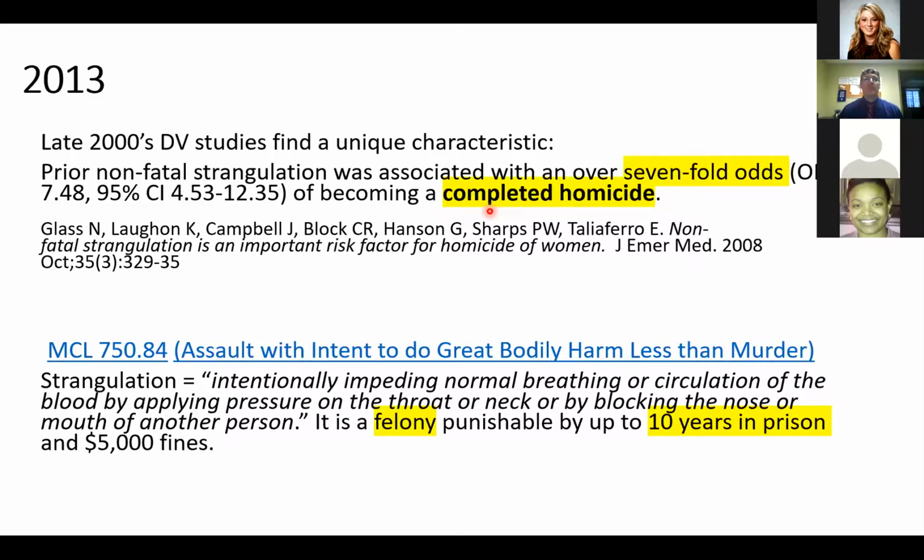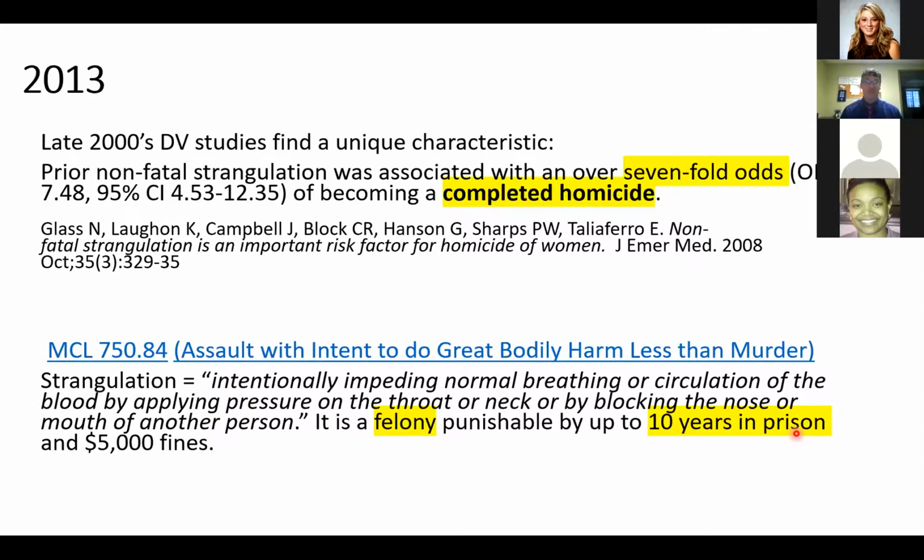And when strangulation became identified as a unique characteristic that increased mortality, the Michigan legislature did something about it. They passed this law, which identified strangulation as intentionally impeding the normal breathing or circulation of the blood by applying pressure on the throat or neck. If strangulation occurs in a domestic violence relationship, it's an automatic felony. None of this 93 days misdemeanor. It's an automatic felony, up to 10 years in prison.